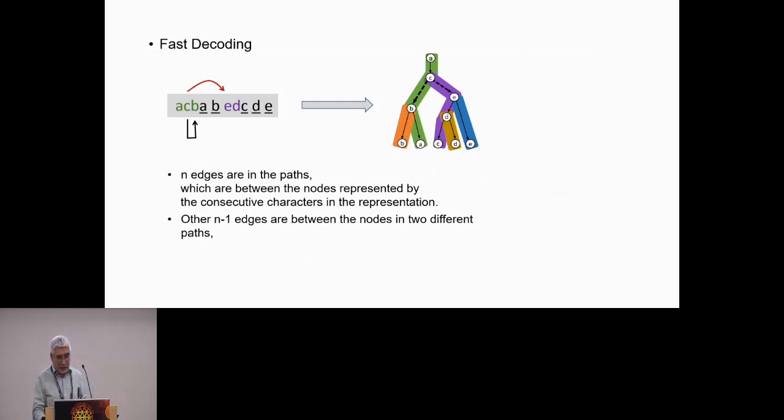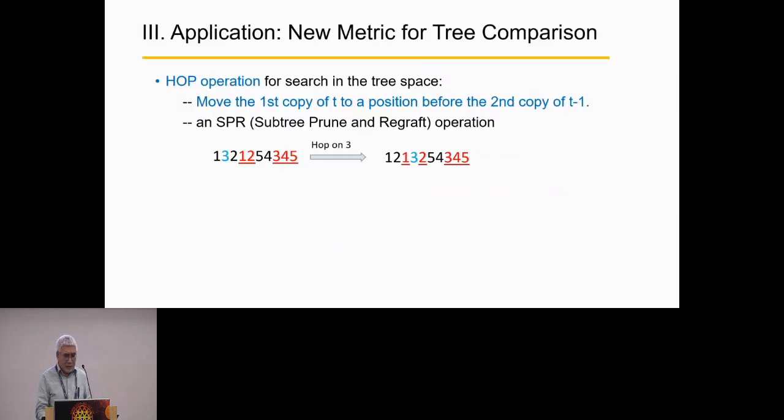Okay, so this is a decoding, also a linear time decoding algorithm. As I mentioned earlier, we use this for inference of phylogenetic networks. But here I mention another application. Basically, we can use this to define a new metric for tree comparison.